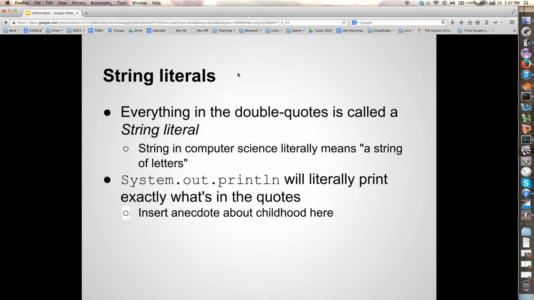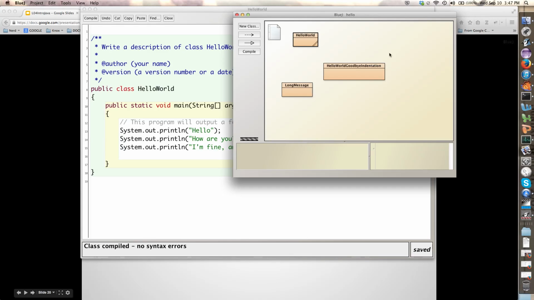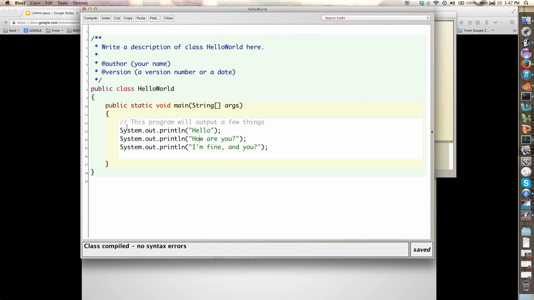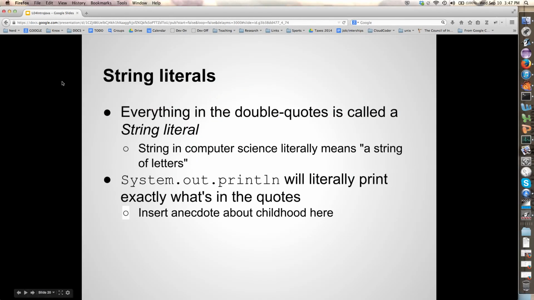Awesome. So the next thing about our little println example that printed out hello world, if we look back at that real quick, you'll remember we had this println, and then this is what we were printing, and we were putting it in quotes. So what's going on with the quotes? The quotes are what's called a string literal. Everything in the double quotes is going to be called a string literal.